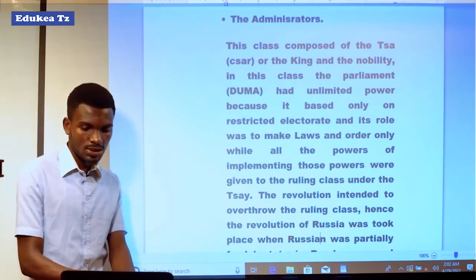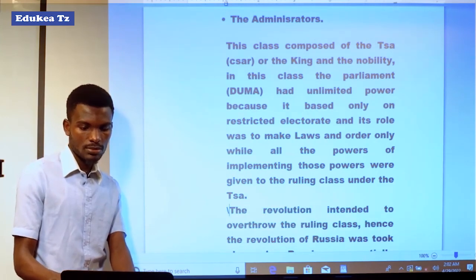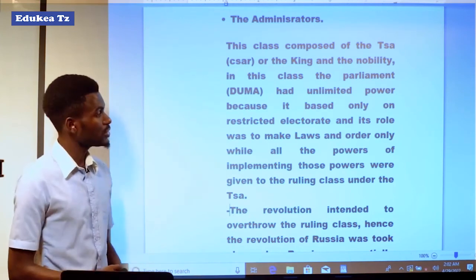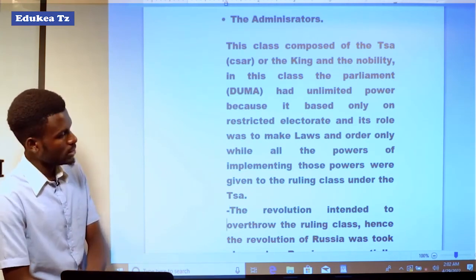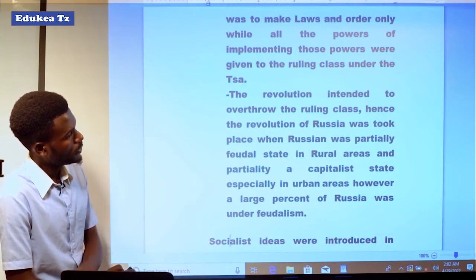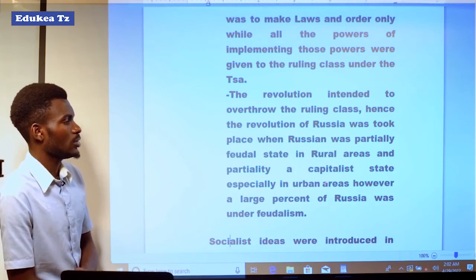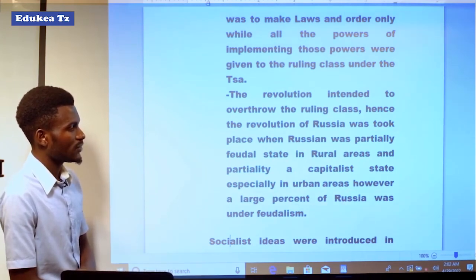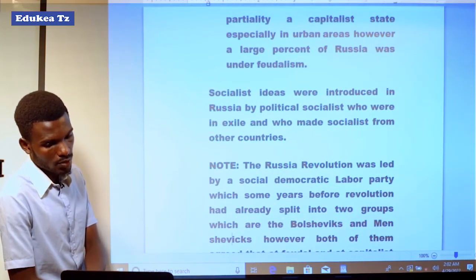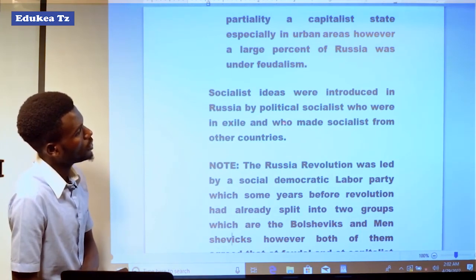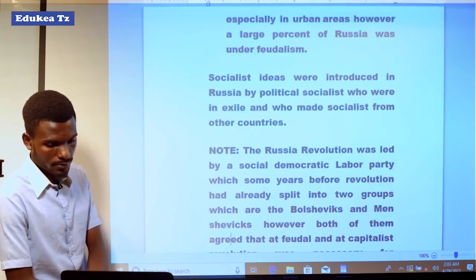And the revolution was intended to overthrow the ruling class. Hence, the revolution of Russia took place when Russia was partially a feudal state in rural areas and partially a capitalist state, especially in urban areas. However, a large part of Russia was under feudalism, and socialist ideas were introduced in Russia by political socialists who were in exile and who had made contact with socialists from other countries.